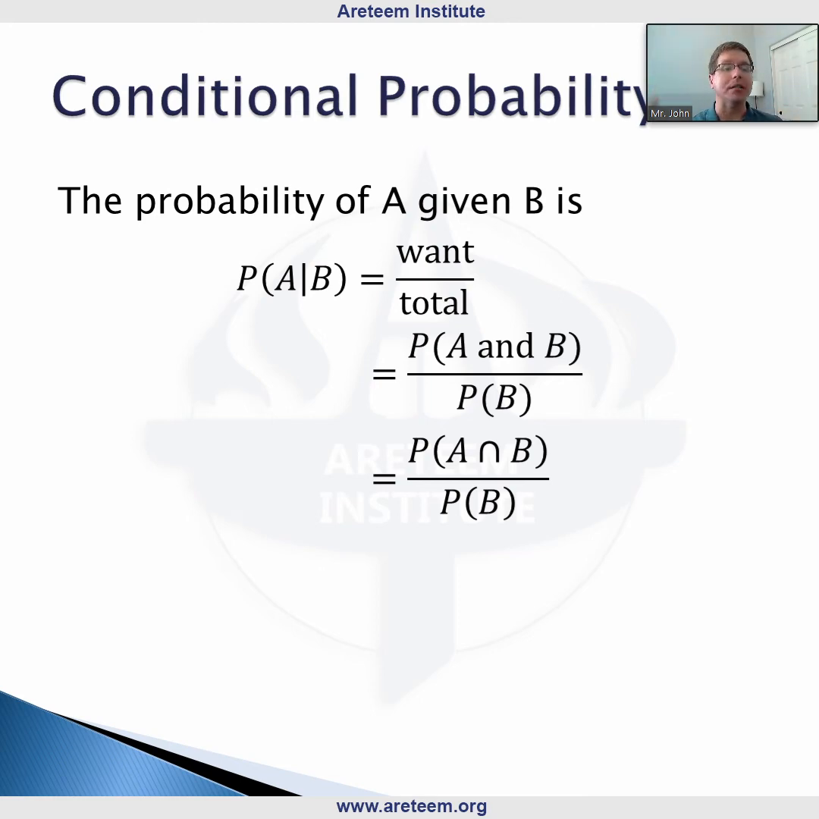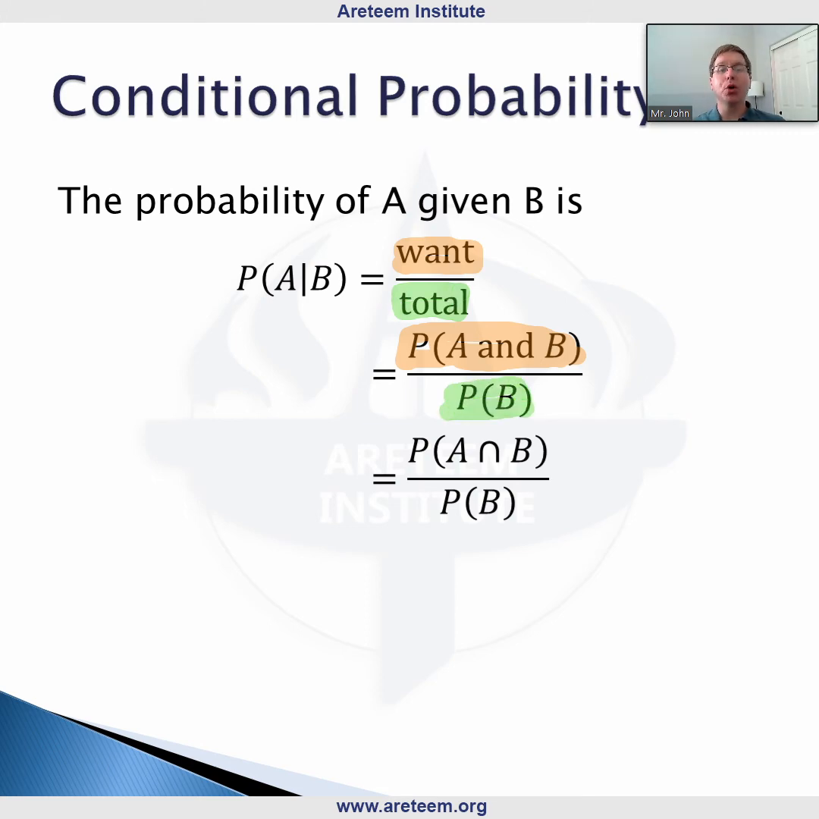What is the want? Well, the want is both of those things happening, right? It's A given B, so that means both A and B have to happen. So that is our numerator. But we still need the total, the universe, what our given information is, our B. So this total here is B in this case.